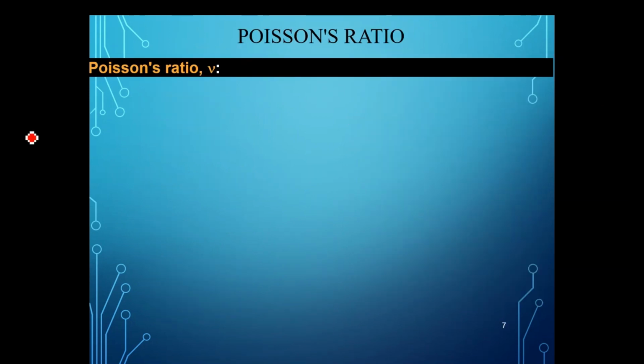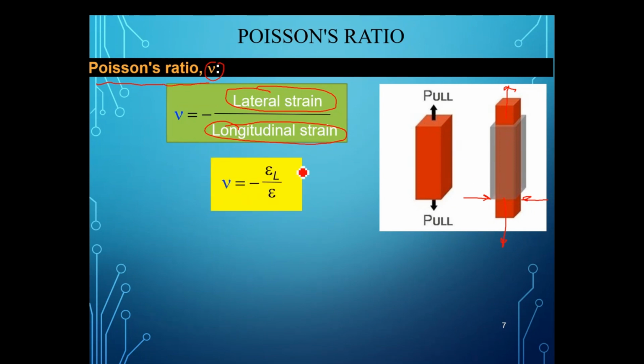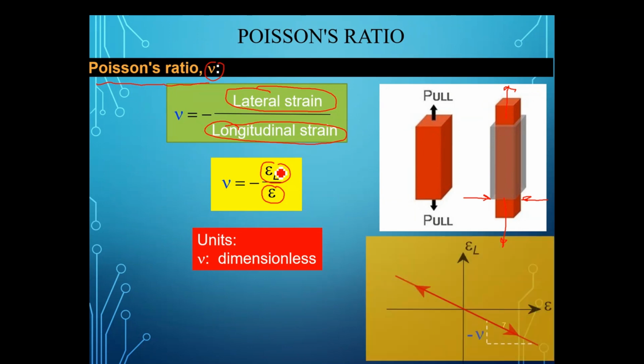And there is a term that is used with these materials, which is Poisson's ratio, or v. How do you define Poisson's ratio? It is the lateral strain divided by the longitudinal strain. That means how much decrease in the lateral direction has taken place for a given increase in the longitudinal direction. Lateral strain divided by the longitudinal strain. And it is a dimensionless quantity because you have a ratio of strains.